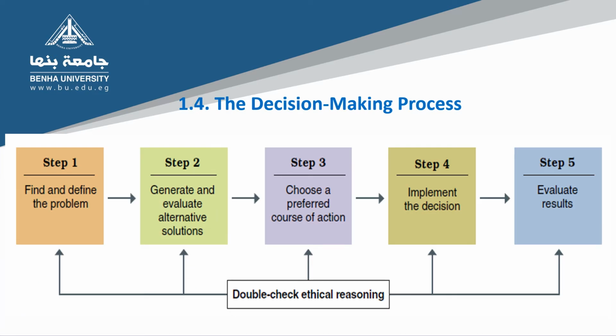The decision-making process. The figure you see explains 5 steps of the decision-making process. Step 1, find and define the problem. Step 2, generate and evaluate alternative solutions. Step 3, choose a preferred course of action.